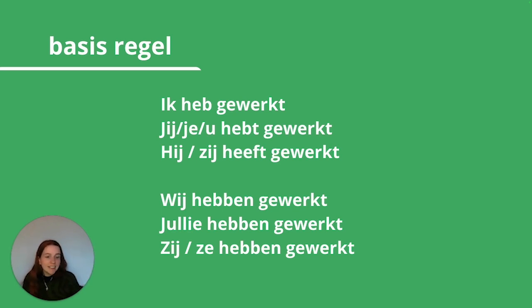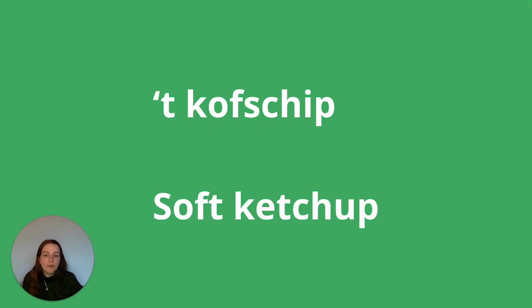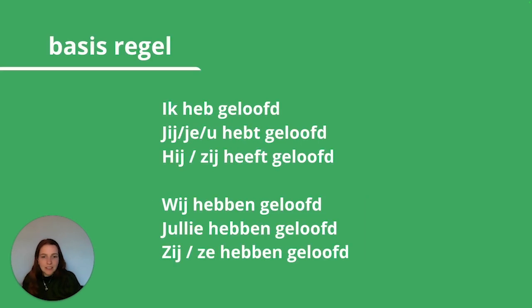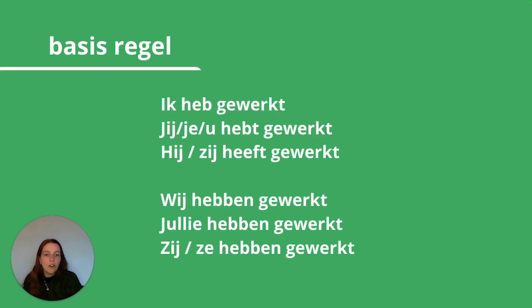Why do we add a T? Because we are using the rule of 't kofschip again. So if you haven't watched my other video about past tense, it's actually better to first watch the video about the other past tense before going to this video, because there I extensively explain what the rule of 't kofschip has to do with if we have to use a D or a T.